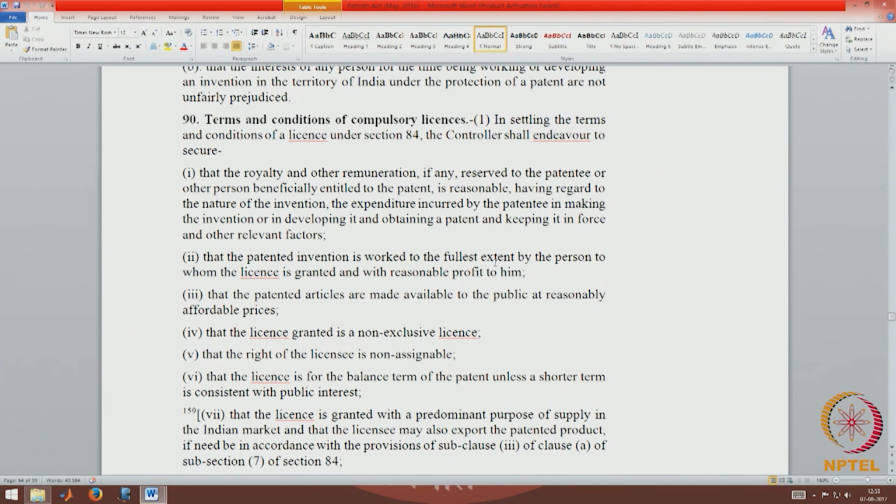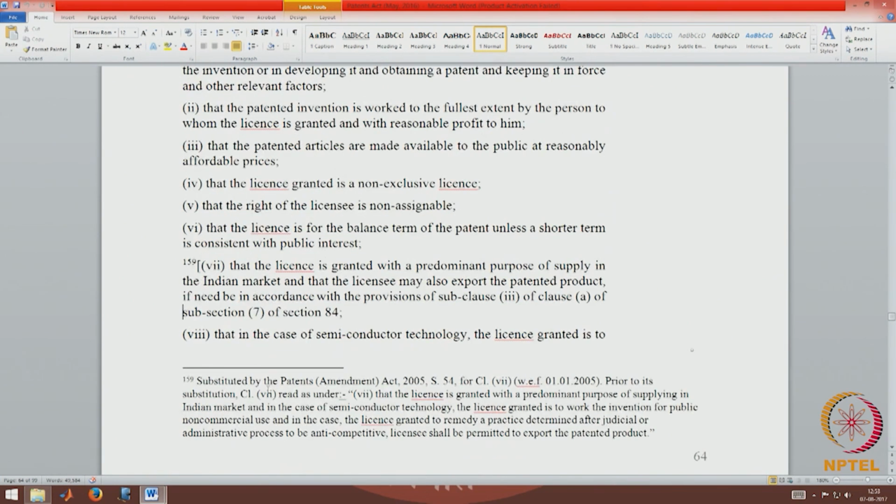2. That the patented invention is worked to the fullest extent by a person to whom the license is granted and with a reasonable profit to him. So, once a license is granted, it has to be ensured that it is worked to the fullest extent and it also brings the person a reasonable profit. So, the terms of the license will be structured in such a way that the party who works the patented invention also earns a profit.